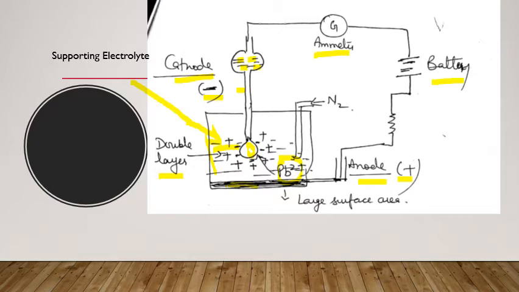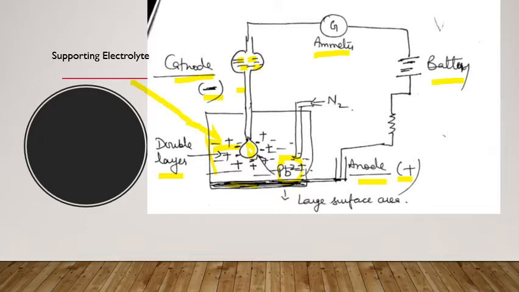It also nullifies the migration current, because when the cations move towards the mercury drop, it produces a current, which is also measured by the ammeter. But we don't want this current. This current is a migration current, and migration current is the movement of the cation towards the negatively charged mercury drop. So we always take the supporting electrolyte concentration in a higher amount, and it nullifies this migration current.